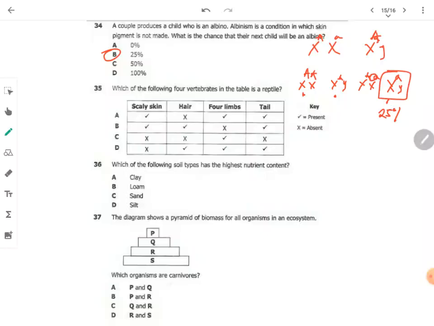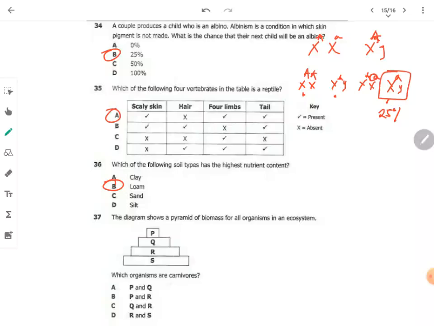Which of the following four vertebrates in the table is a reptile? Okay, which one is a reptile from there? So you'll be able to tell that from there the reptile is A. It has scaly skin, no hair, 4 limbs, and a tail. Which of the following soil types has the highest nutrition content? The answer is loam soil, because loam soil, I'm sure, is the one which they even use for farming.